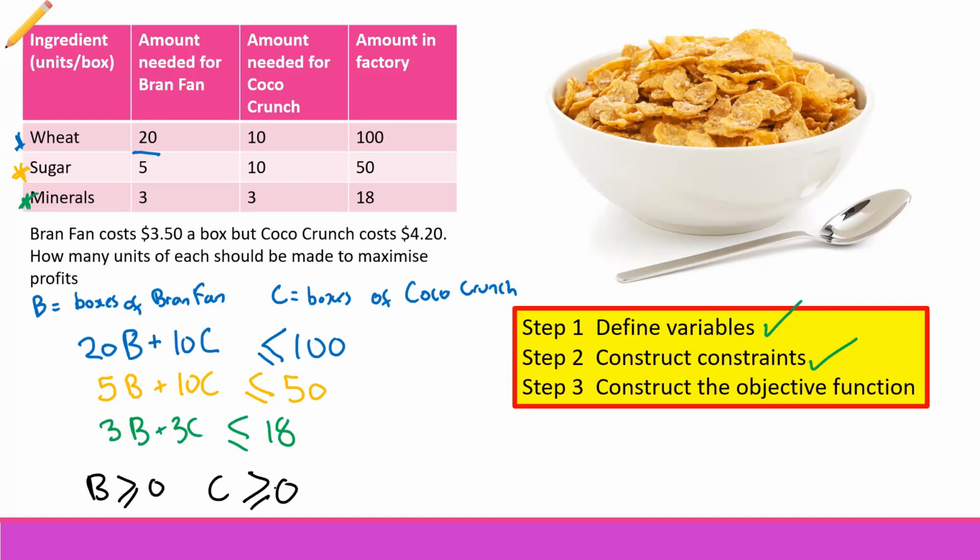So we want to maximize our profit. Our profit is going to be equal to whatever we can sell. So our profit, or objective function, is going to be equal to $3.50 for a Bran Fan. So if I have $3.50 times B, and then I add $4.20 times C, then that will give me an amount of profit.